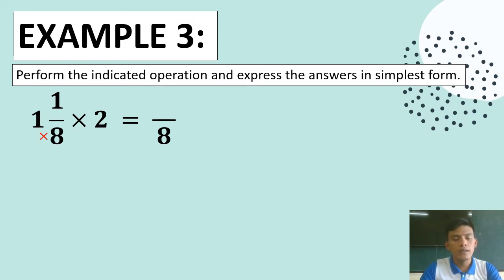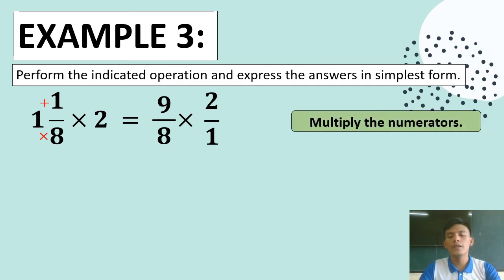8 times 1, and that is 8. And add the numerator of 1, plus 1. So 8 times 1 is 8, plus 1 is 9. That's why it is 9/8. Then 2 is a whole number, and as I said, if it is a whole number, there is always a denominator of 1, so times 2/1.